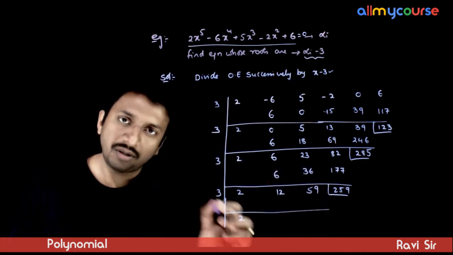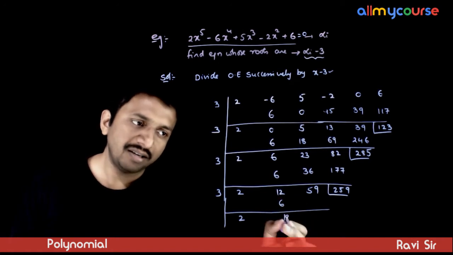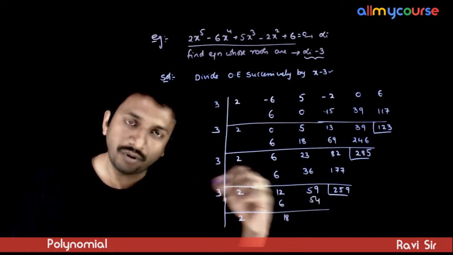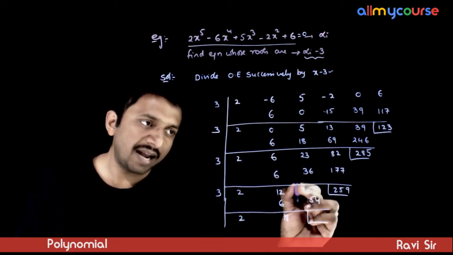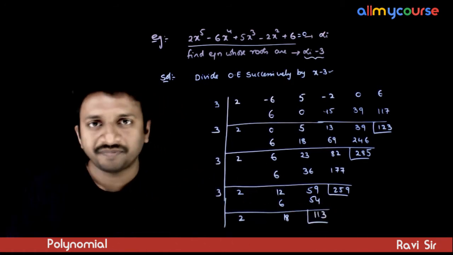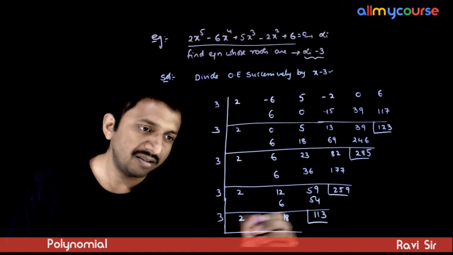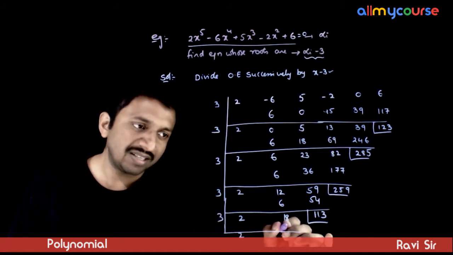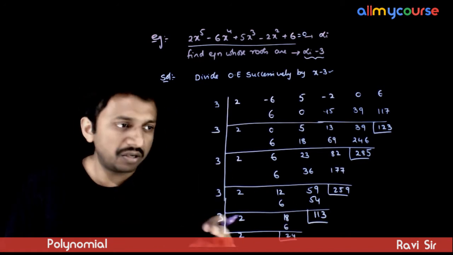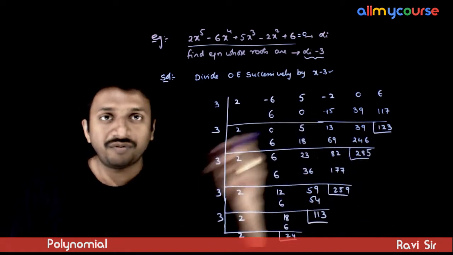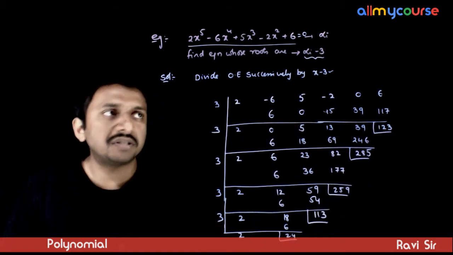So 2 3s are 6. Get 18 here. 18 3s are 54. You get 100 plus 13, 113. So coming to the final stage, again we divide by 3. Shift 2 here. 2 3s are 6. So 18 plus 6 is 24. So you got all the coefficients starting from the highest coefficient to the lowest coefficient.